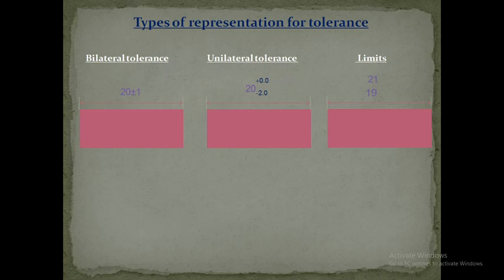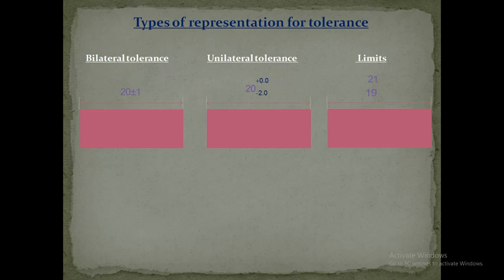So next, types of representations for tolerance. Generally there are two types, bilateral tolerance and unilateral tolerance. Also we can represent it on a limit basis. Bilateral tolerance: the nominal value is 20 mm and plus minus 1 mm. It means you can make the product from 19 mm to 21 mm, any value in the middle.